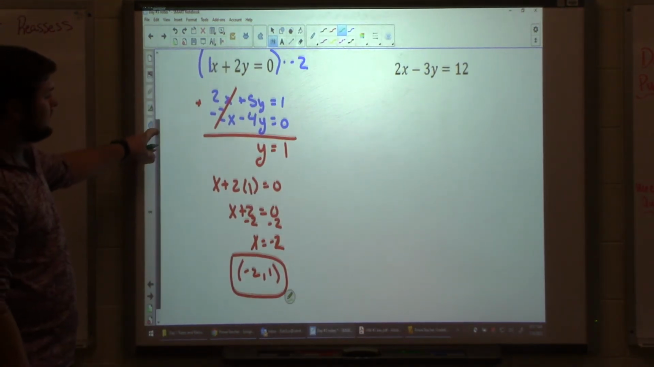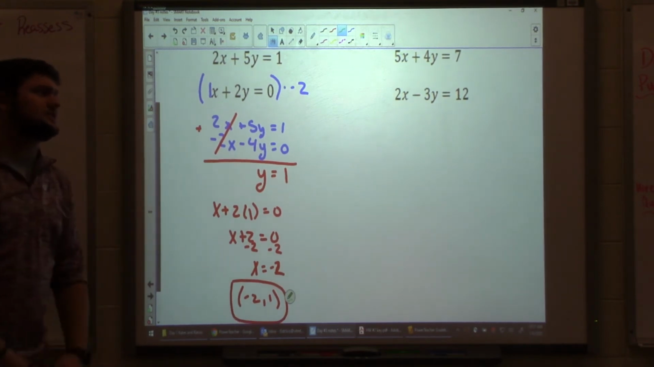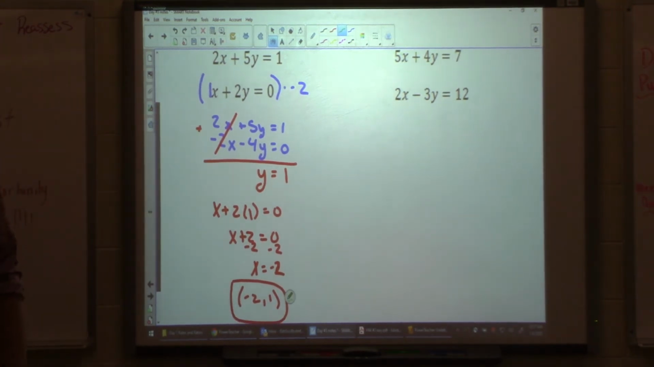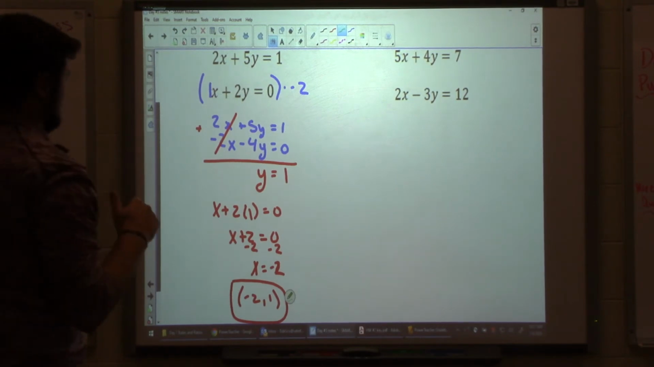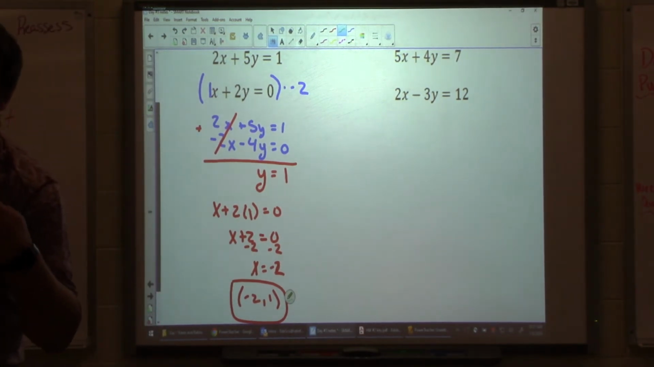If you look at it, 5x plus 4y equals 7, 2x minus 3y equals 12. Are they in standard form? Both x and y on the same side of the equal sign? Yes. Do I already have opposite coefficients for one of my variables? No. I need to figure out what I can multiply by to get rid of one of my variables.